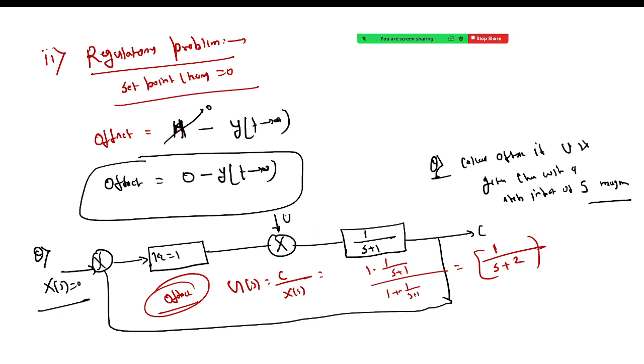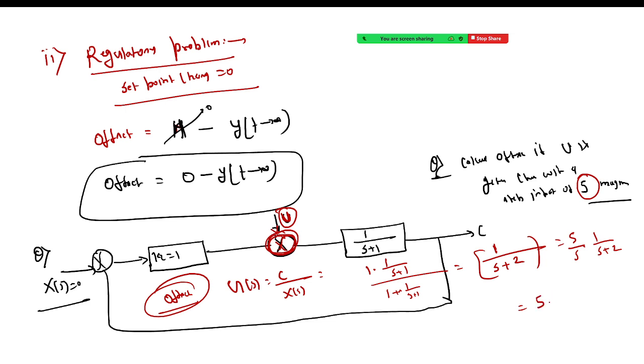So you are introducing a step change of 5 magnitude over here, right? Are you getting it in the servo problem? So this one is a magnitude of 5. So can I write 5 upon s into 1 upon s plus 2? I am not going to solve these things now, it's a very simple thing.